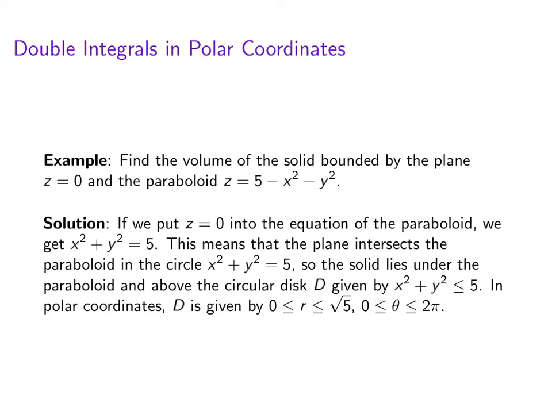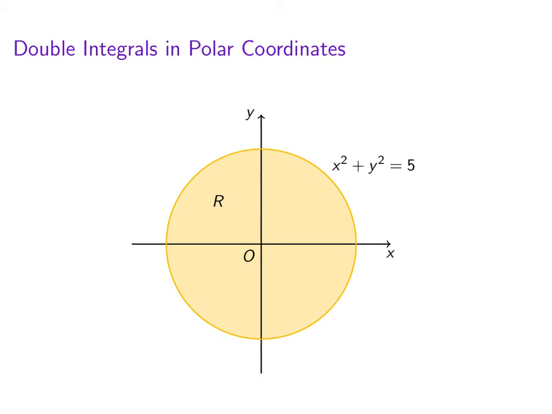If we want to describe this in polar coordinates, we can. It's given by r goes between 0 and root 5. Theta goes from 0 to 2 pi. Let's take a look at a picture. This is not a picture of the solid, it's a picture of the region of integration.